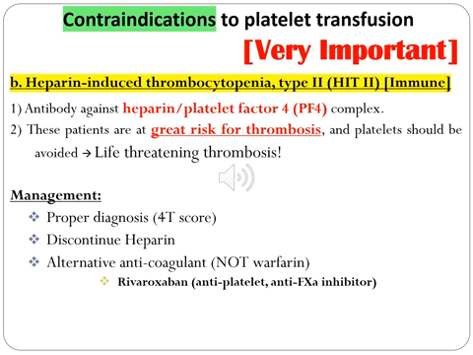The first line of management is the correct diagnosis using the famous 4T score. Then discontinue heparin and use an alternative anticoagulant, but keep away from warfarin. The most common drug used here is rivaroxaban, which is an anti-factor 10 inhibitor.